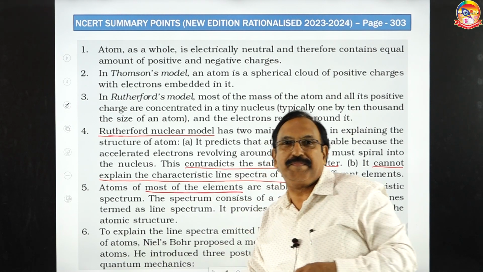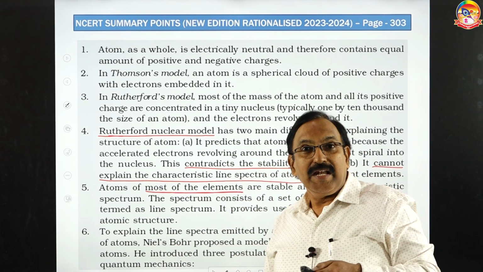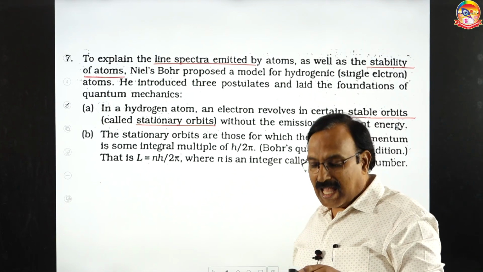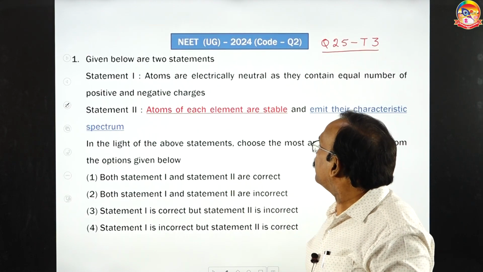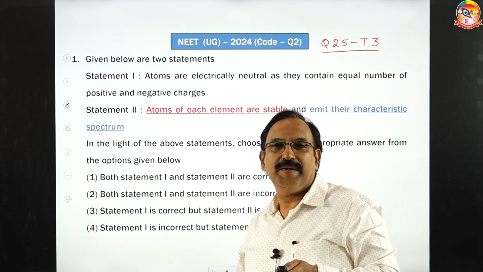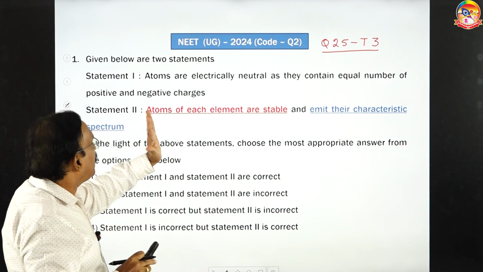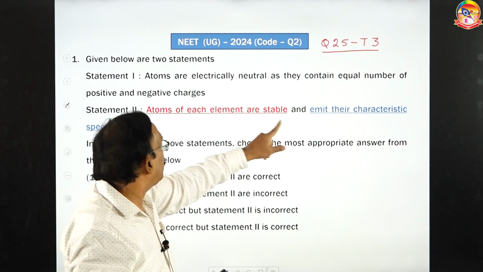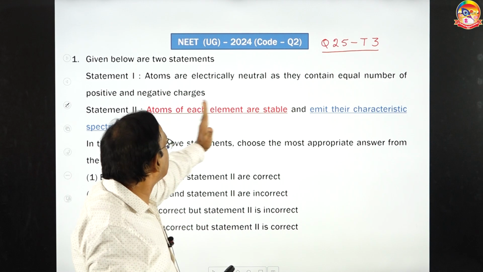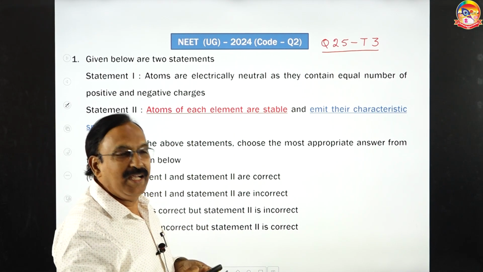Now, the ambiguity is not just because of these summary points. This particular question has two parts. You have to combine both the parts and come to the conclusion: the first half of the statement as well as the second half.